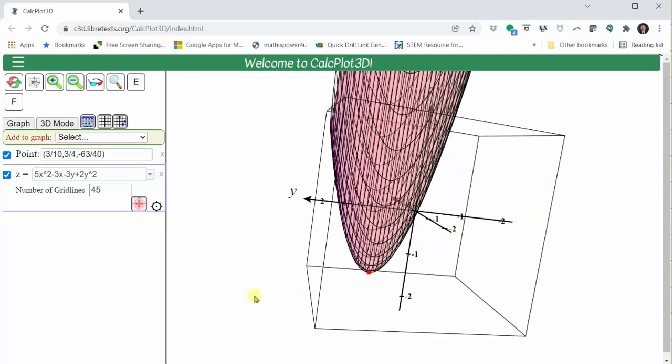In the next part of the lesson, we will discuss methods on how to determine whether a critical point represents a relative maximum, relative minimum, or neither.